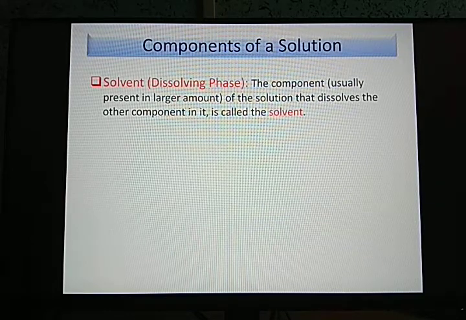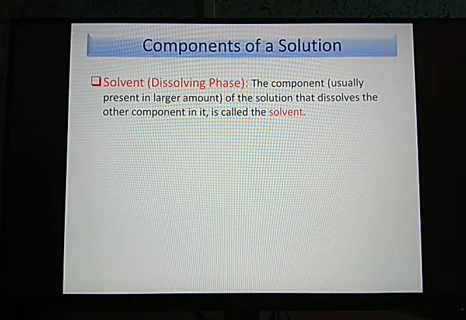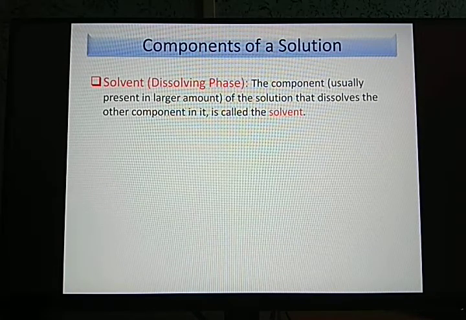It can be a solid also, as we have just seen in the previous slides, that the solution can be a mixture of solids and solids also. Yes, it can be a mixture of gas and gas also. It can be a mixture of solid and gas, solid and liquid, liquid and gas. So it can be anything. The main point is that whichever component of the solution is in larger amount, that is the solvent.